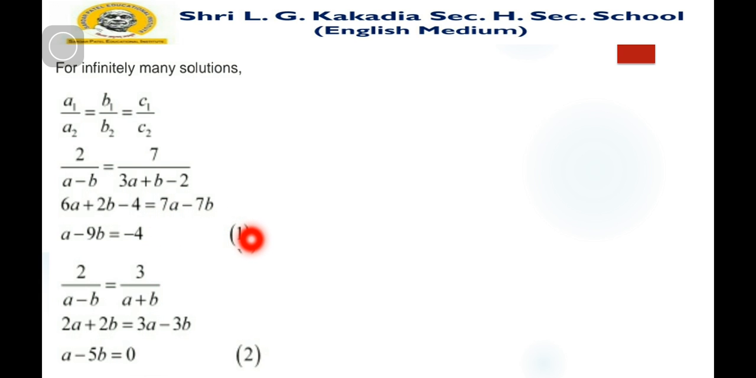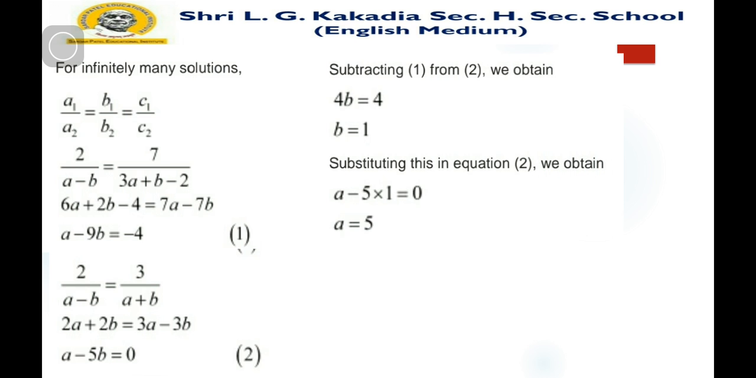Now by solving with any one method, elimination method, substitution method or cross multiplication method, we can find the values of a and b. Subtracting equation 1 from 2: here you can see that the coefficients of a are the same, so we subtract 1 from 2. Then we get 4b is equal to 4, so b is equal to 1.